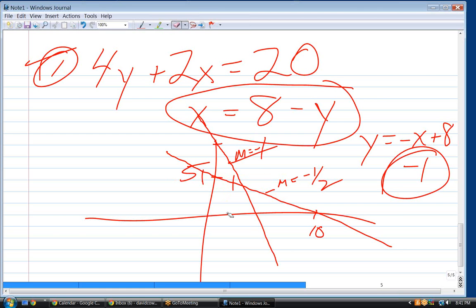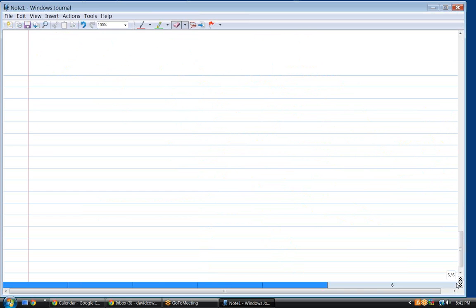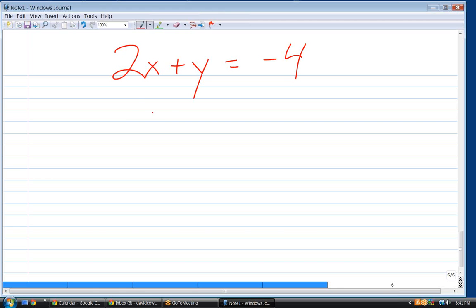Do you want to do one more? Sure. Yeah, we got 4 or 5 minutes here. Let's do one more. Okay, so this one is 2x plus y equals negative 4, and 2x minus 3y equals negative 15. And are we just supposed to solve this, or is this another? This is the vertex and quadrilateral one. Or rectangle thing.